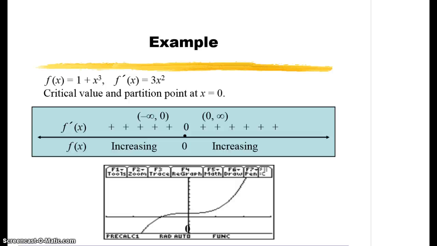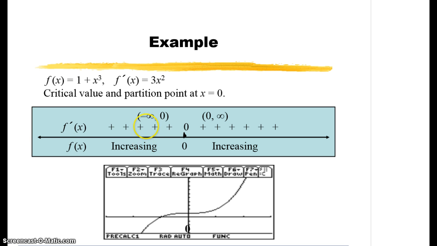Let's do another example with a polynomial. f of x equals 1 plus x cubed. Once again, take the derivative, that's 3x squared. Set it equal to 0, right? This derivative is defined everywhere, so you don't worry about that. Just set it equal to 0, and that will give you your partition point at x equal to 0, your critical value. Then, on the real number line, position your critical value there, and check what's happening to the left and to the right of that critical number.